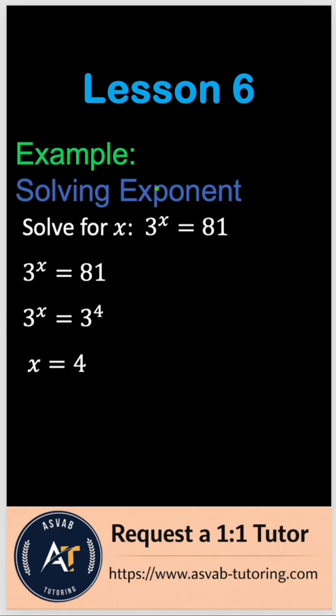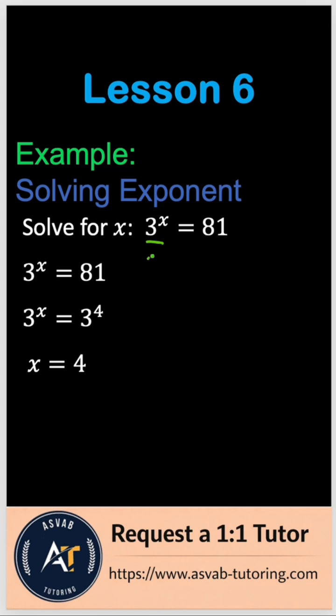Next, we have solving exponents. So the problem is: solve for x, 3 to the power of x equals 81. Now, in order to find the value of x, first we need to turn the base on both sides the same. So here we have a base of 3.